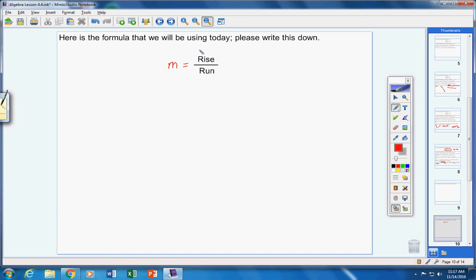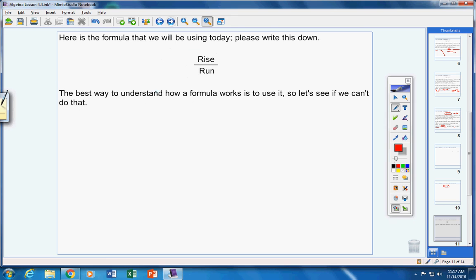But M is always used in algebra and mathematics in general to represent slope. So in your notes, please copy this entire formula down. Get used to the letter M, please. That is very, very normal and common. M equals rise over run. Okay? That's your formula you're going to use today. The best way to understand how a formula works is to use it, correct? So let's see if we can do that.